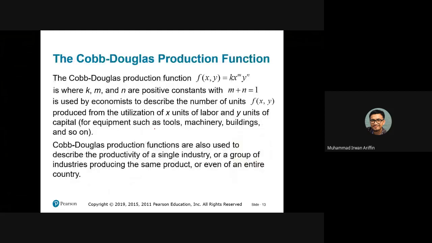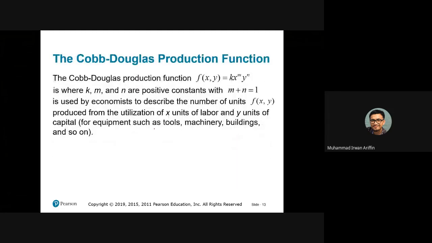Let's go straight away to the example, the Cobb-Douglas production function. So in economics, we have several special types of production function. This production function, f of x and y, would be the output, which depends on two inputs, x and y.